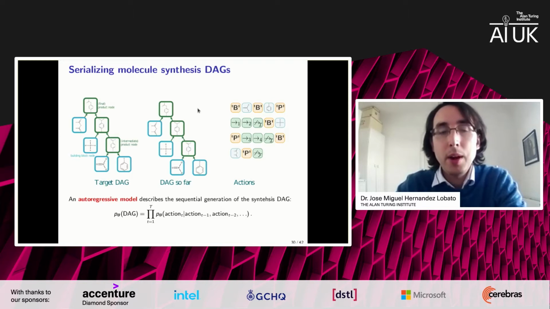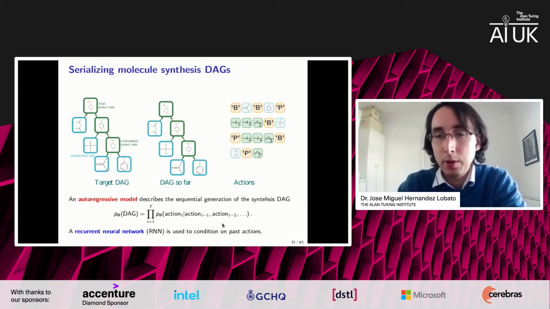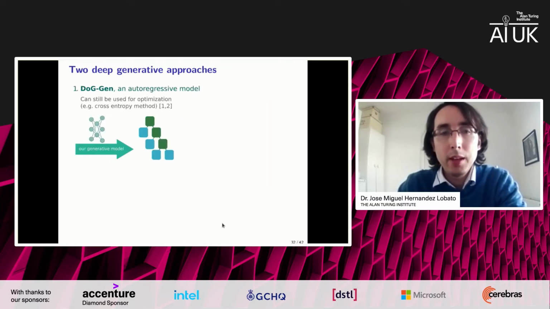You can implement this in practice using an autoregressive model where the next action is chosen as a function of the previous ones and the current state of your DAG. And this is implemented in practice using a recurrent neural network. I won't go much into the details of this. We can then use this model to generate DAGs. In this case, we're not really using a latent space. We just have a generative model that generates DAGs.